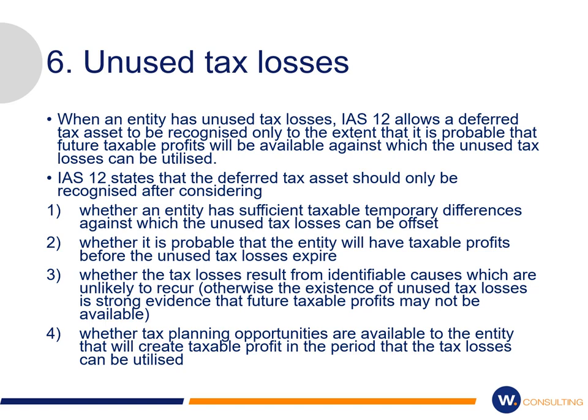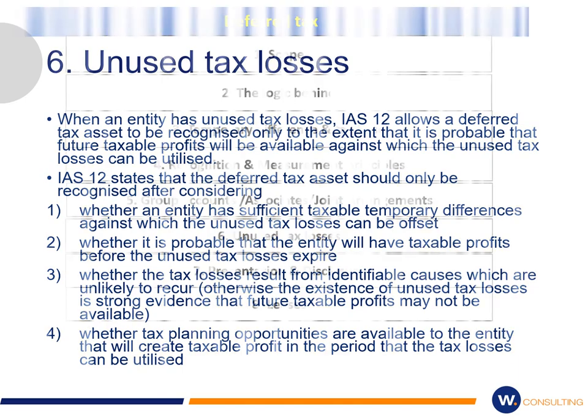unlikely to recur. So obviously, if we expect losses to keep happening, then we can't make the argument that we expect that it's going to reverse. Otherwise, the existence of unused tax losses is strong evidence that future taxable profits may not be available. Also consider whether tax planning opportunities are available to the entity that will create taxable profit in the period that the tax losses can be used.